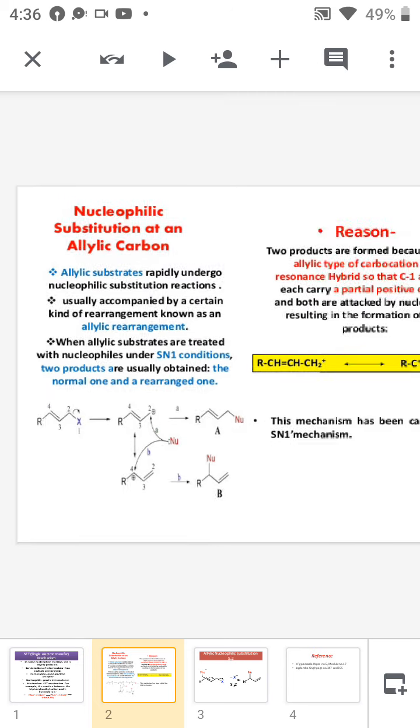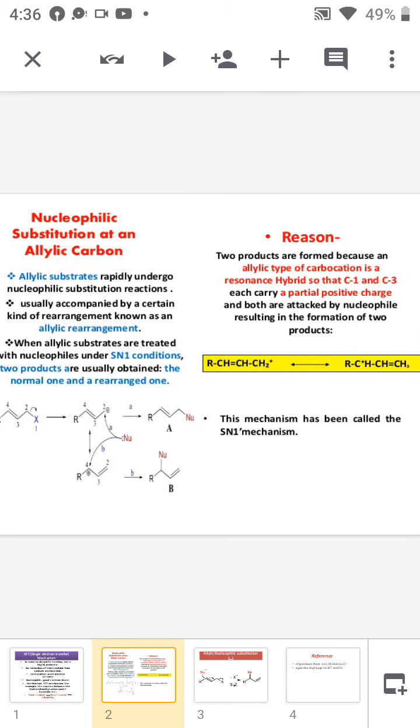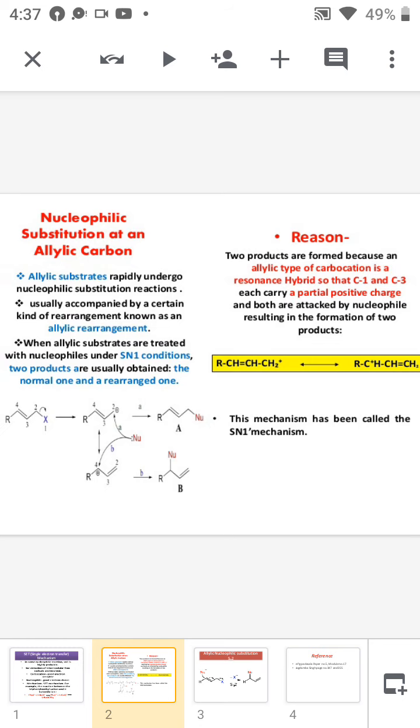So in allylic substitution reaction, first of all, allylic substitution reactions undergo both SN1 and SN2, and are usually accompanied by a certain kind of rearrangement in SN1 reaction. This is because in SN1 reaction we know that the first step is generation of the carbocation. So the carbocation is generated in an allylic halide also, but the allylic carbocation is a primary carbocation. See here, this is a primary carbocation, that's why it readily undergoes rearrangement to form a secondary carbocation. Then the nucleophile can attack equally at both carbocations, primary and secondary, and we will get two products, product A and B.